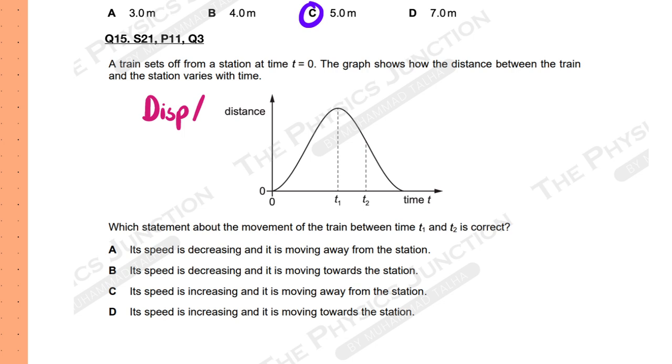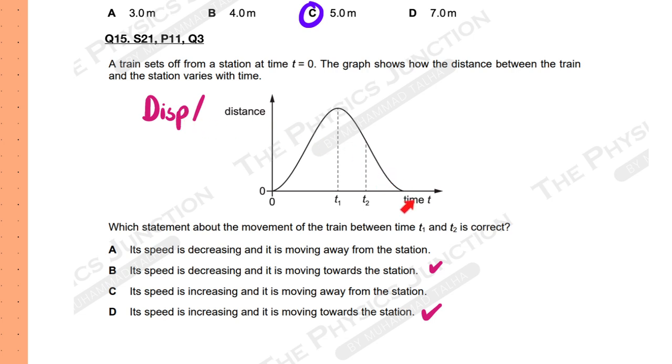So we can see that first the displacement is increasing. So this must mean we are going away from the station, and after that the displacement is decreasing, which must mean that we are coming back towards the station, right? And then the displacement also becomes 0. Which statement about the movement of the train between time t1 and t2 is correct? Between t1 and t2, the displacement is decreasing, right? So it's definitely moving back towards the station again.